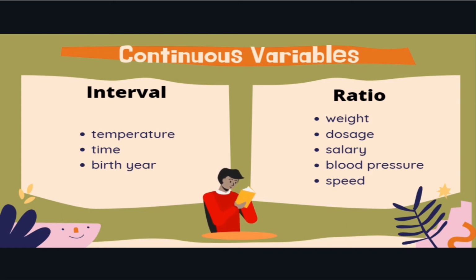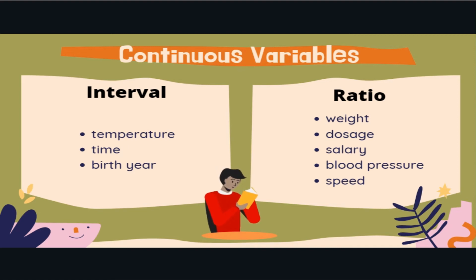For birth year, between 2019 and 2020, the interval is 1 year, which is also true between 1967 and 1968. The value of these intervals are the same. This is also true with the intervals between number of hours, minutes, or seconds.